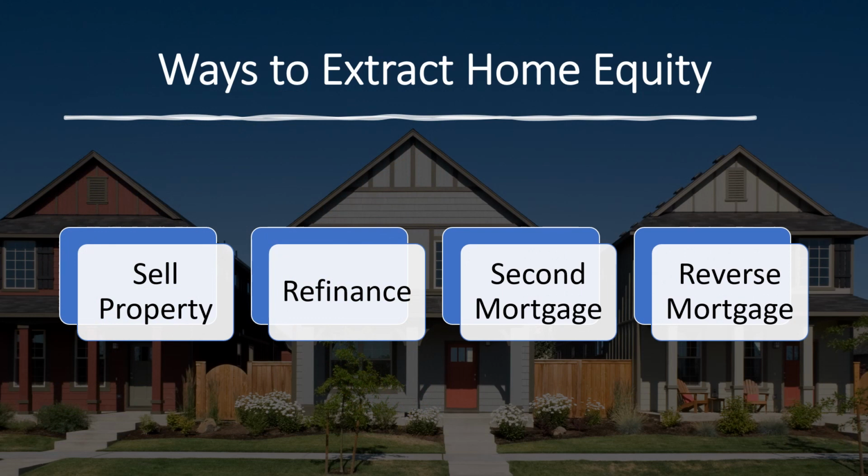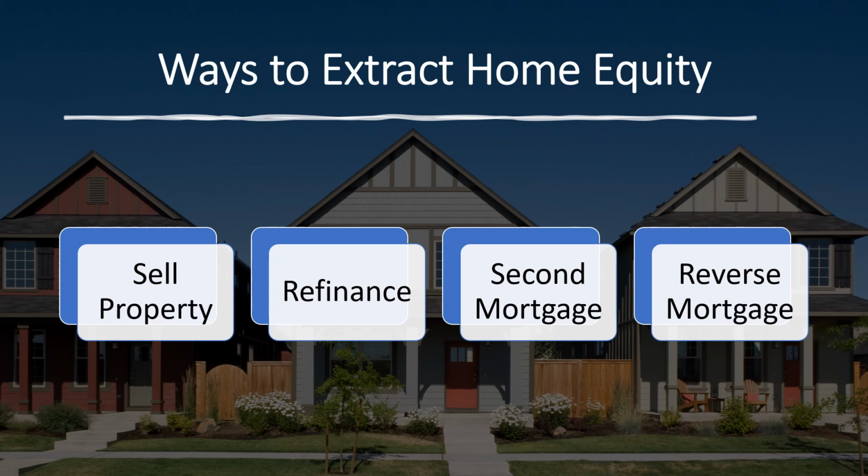Now, there's different ways that you can tap into the home equity. One of the ways is to sell the property. So let's say that you purchased the home for $500,000. We'll go back to our $500,000 home. And you sold it for $750,000. The difference, and I'm talking about at closing, the difference would be equity. So that's one way that you can get equity out of a home, is to sell the property at a gain.